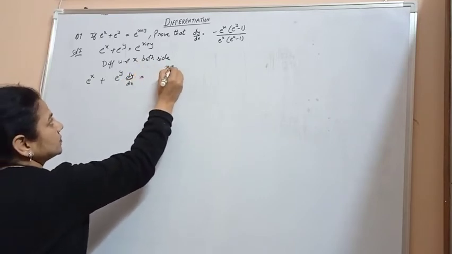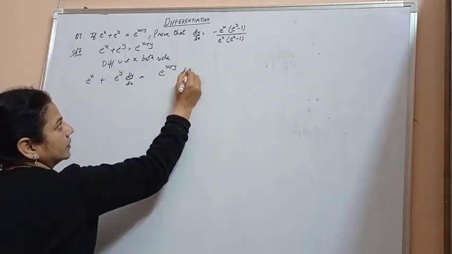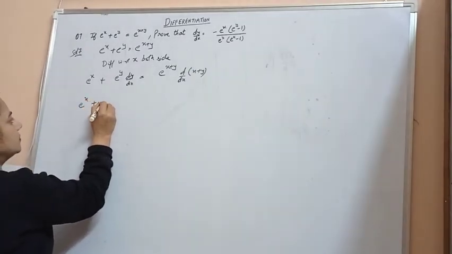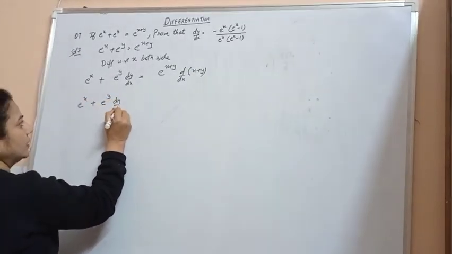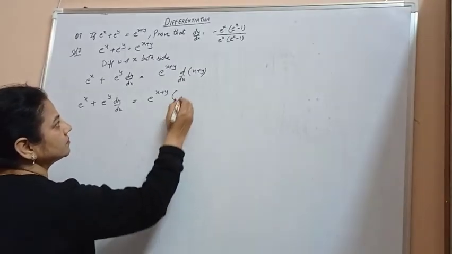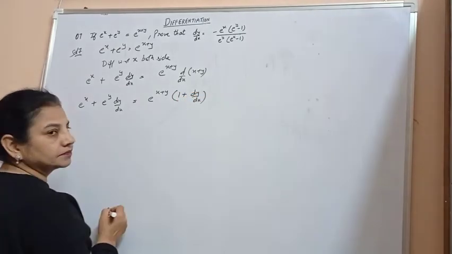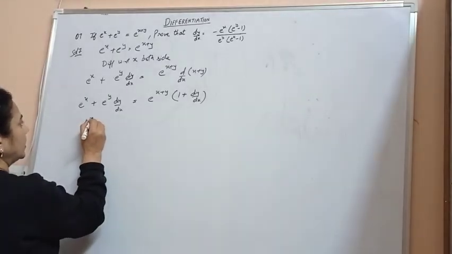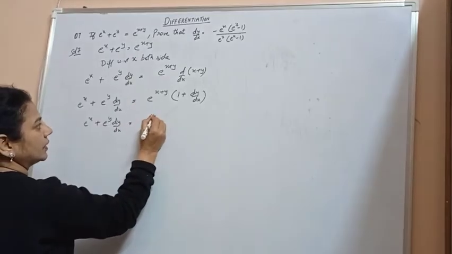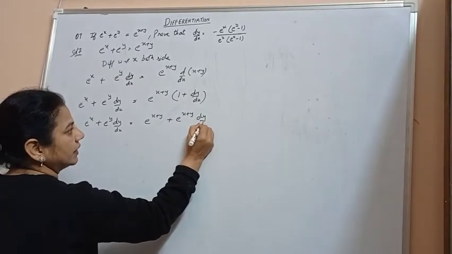Again e to the power x plus y will remain same into derivative of x plus y. So I get e to the power x plus e to the power y dy by dx is equal to e to the power x plus y into derivative of this, which becomes 1 plus dy by dx. So e to the power x plus e to the power y dy by dx is equal to e to the power x plus y plus e to the power x plus y dy by dx.